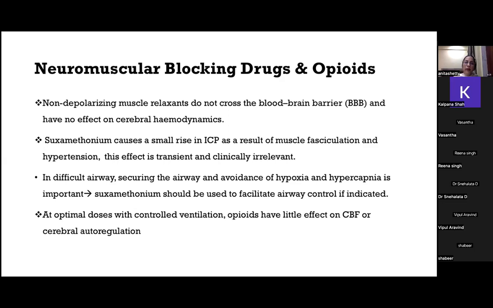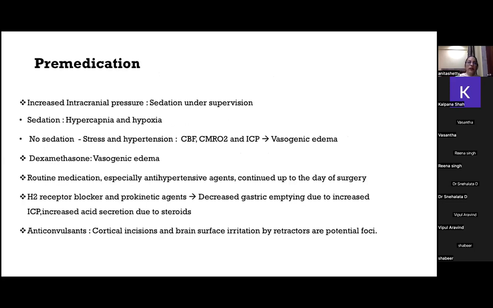In difficult airways, securing the airway and avoidance of hypoxia and hypercapnia is important. So suxamethonium should be used if there is a difficult airway to facilitate airway control. At optimal doses with controlled ventilation, opioids have little effect on cerebral blood flow or cerebral autoregulation.